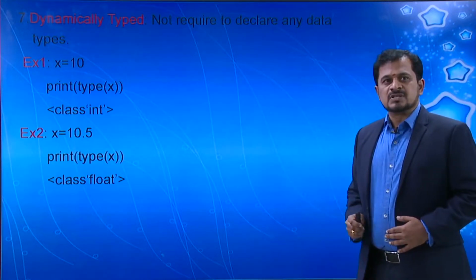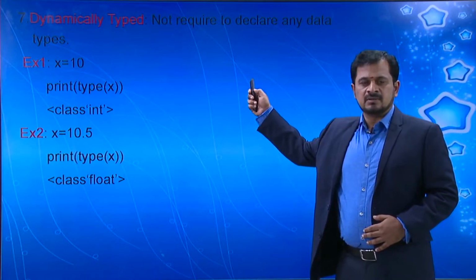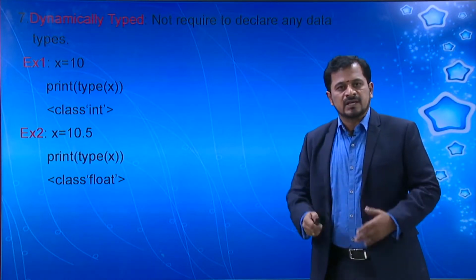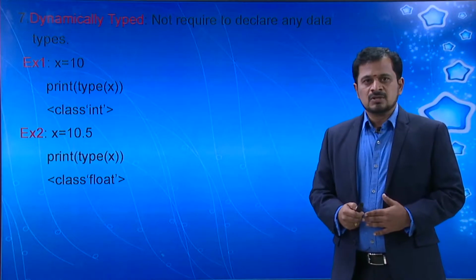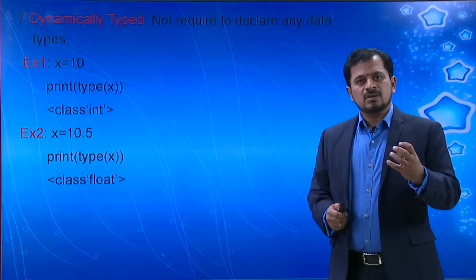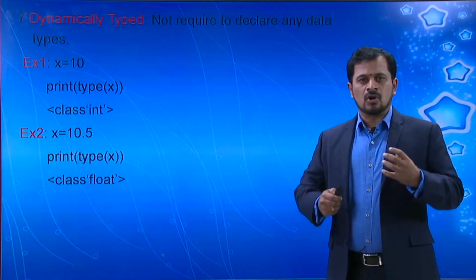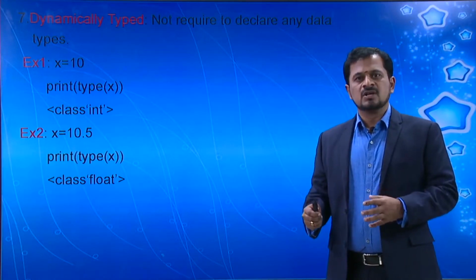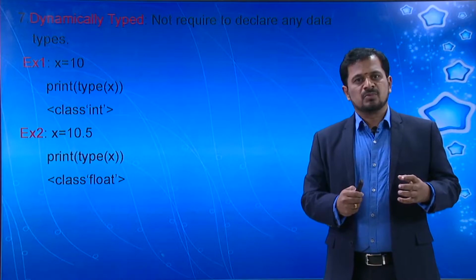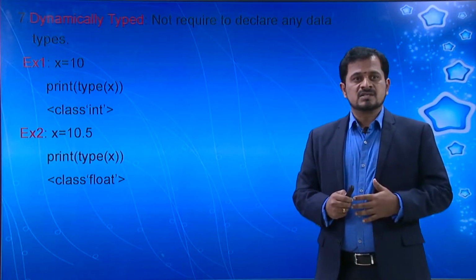The seventh feature is dynamically typed. It means that we need not declare any data type. If you want to declare any variable directly, it will automatically be considered an object. We consider everything as an object, so it is object oriented programming, which has been taken from C++.